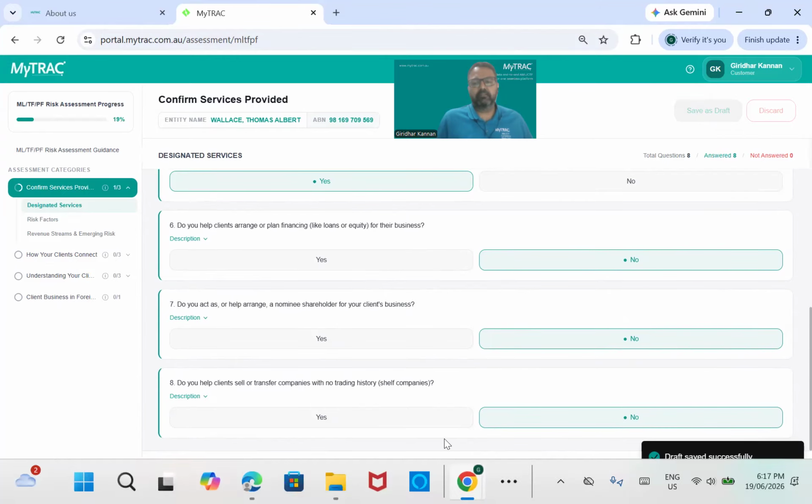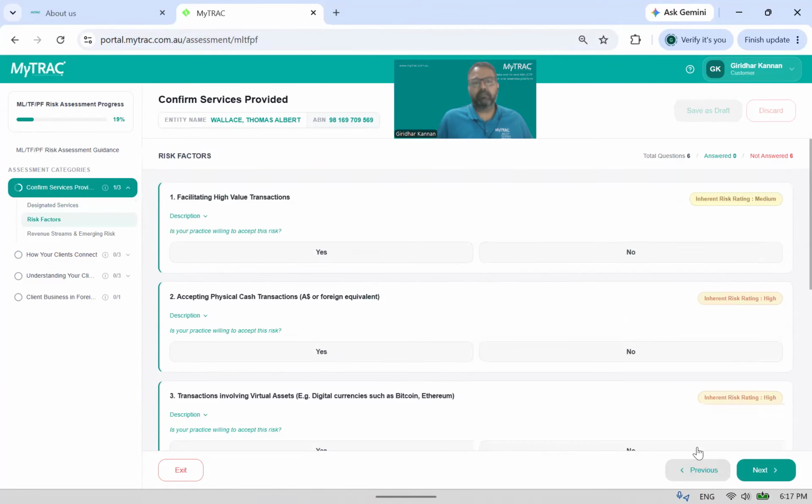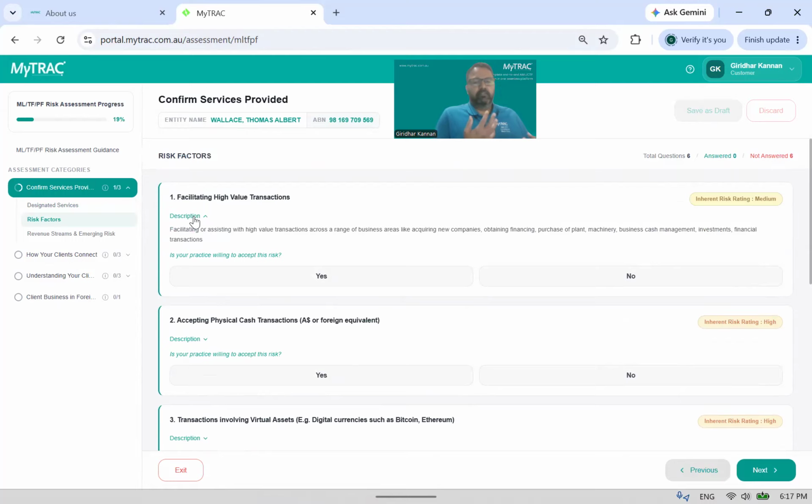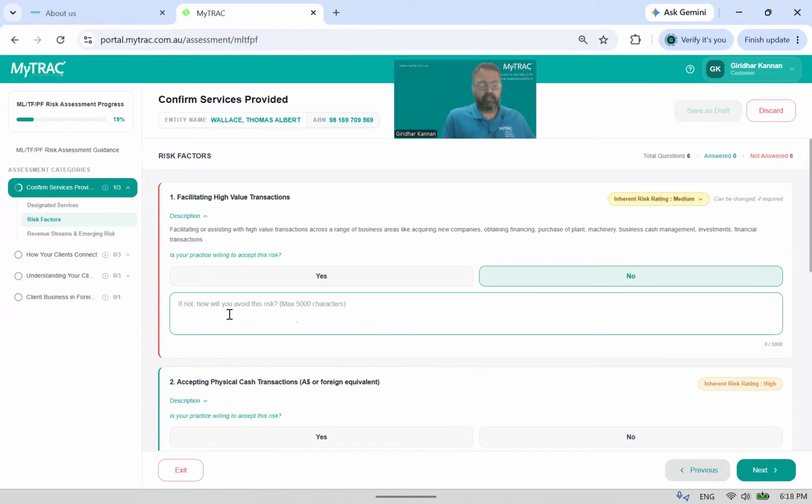Once this is done, the next step is the risk factors. Every risk factor has a description. What you need to presume is whether, given the scenario, you will deal with, accept, or do this particular thing. If you say yes, that's absolutely fine, that's your business decision. However, if you choose to say no, then you need to understand and write how you are going to prevent that from happening. For the purpose of this meeting, I'm going to say no for most of the items, but just letting you know.